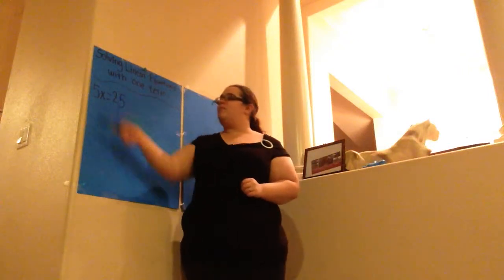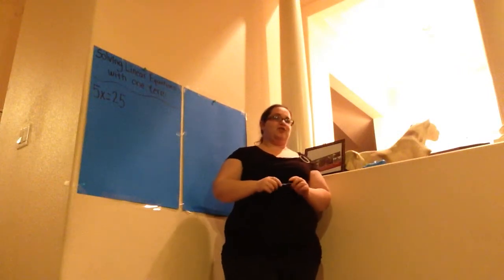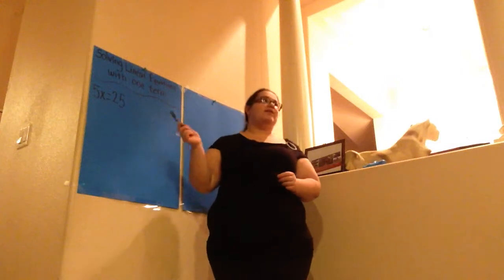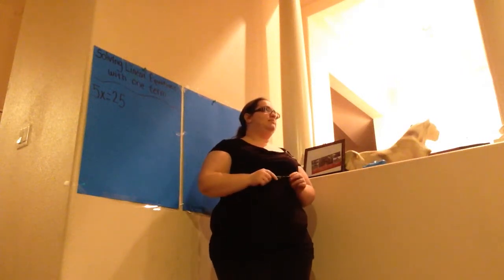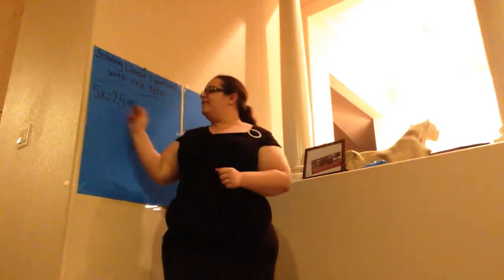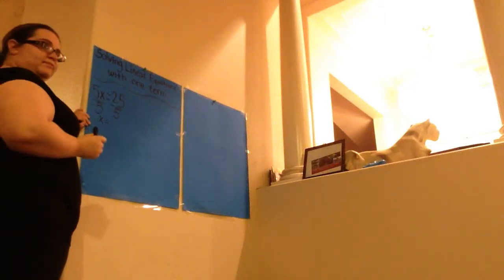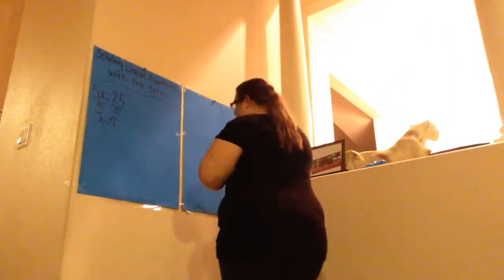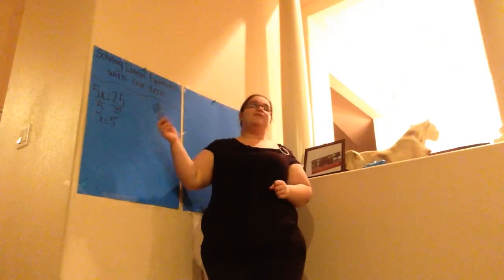In this type of problem, what would we do? Ashley? Divide. Very good. And what would we divide by, David? 5. Very good. So we would take 5 and divide it on both sides. So, Michaela, our answer would be x equals what? 5. Very good. So that is our answer to 5x equals 25. So that's how we would solve a division problem.